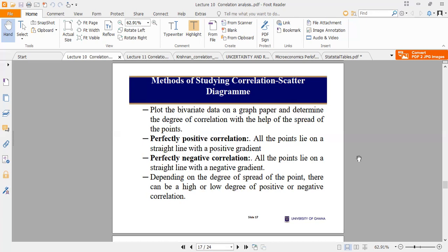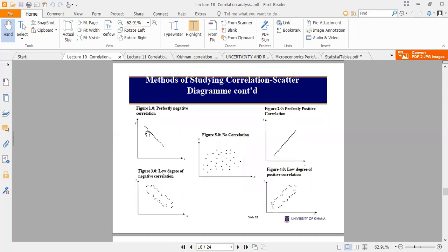But in between these two perfect correlations, we have other ones too. Some are weak, some are strong, depending on the nature of the scatter diagram or the value of the correlation coefficient that you get. So let's use this. If you look at this, you see that this is almost like you can draw a straight line through all these points. And if you check the gradient of this line here, it's negative. As Y is increasing, X must fall. So there's a perfectly negative correlation.